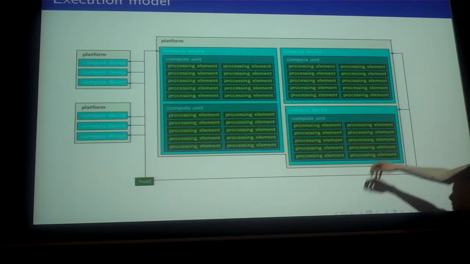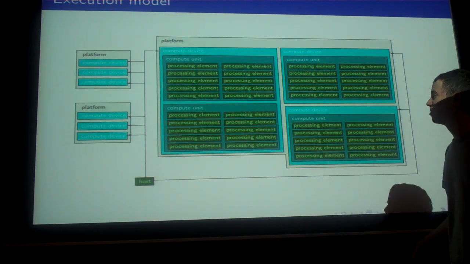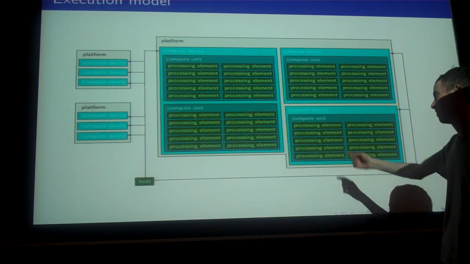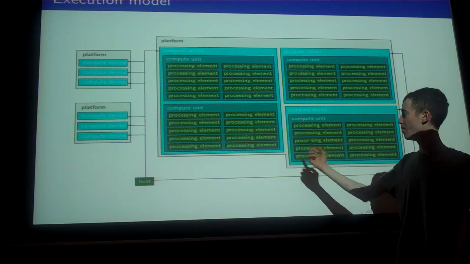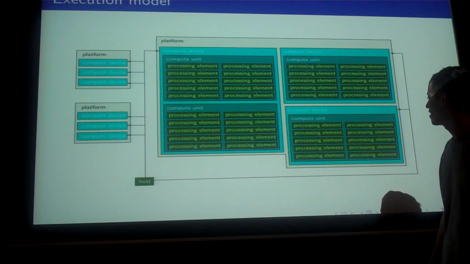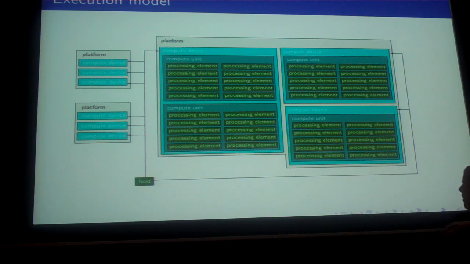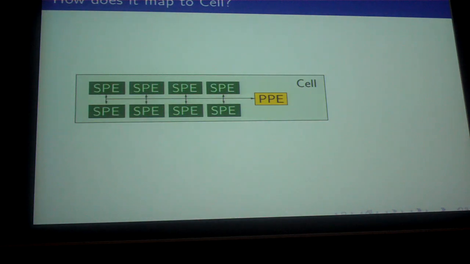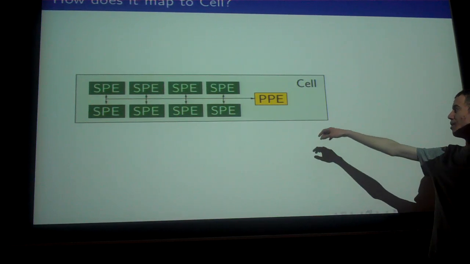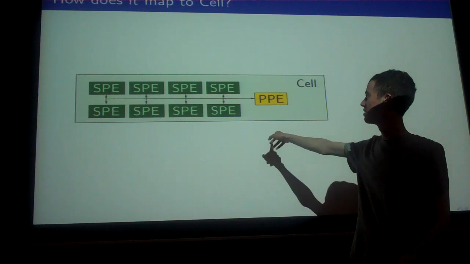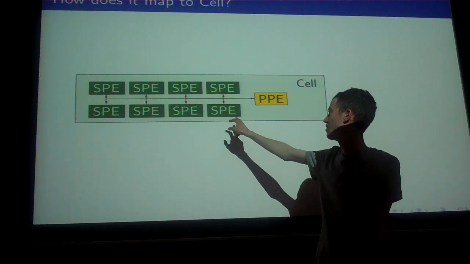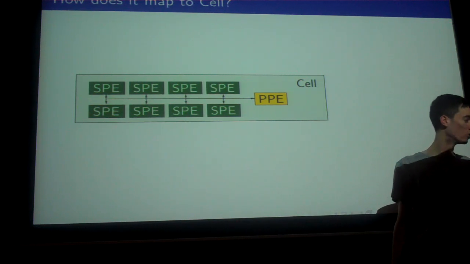Each compute device is composed of one or more compute units. A compute unit is just a collection of processing elements. Each processing element is just a scalar processor that executes one single thread. Usually threads that get executed in the same compute unit have facilities to communicate with each other, like a shared memory area and some synchronization primitives. For example, in the cell processor, you have a PowerPC core that's called the PPE, and then you have several synergistic processing elements. Each one will map to an OpenCL processing element.